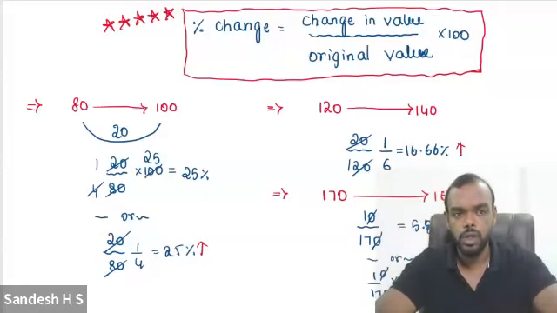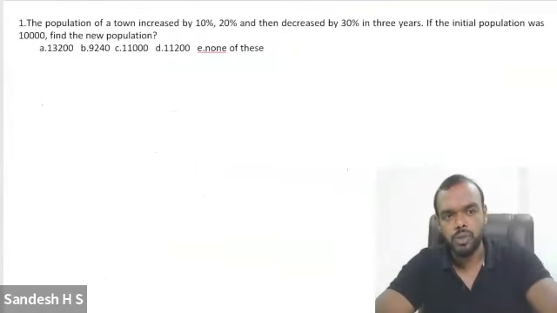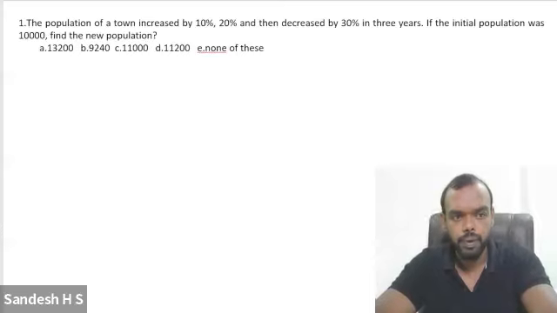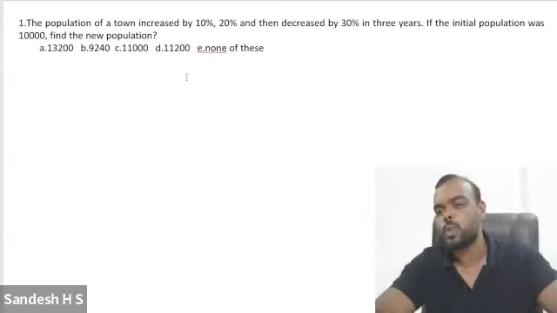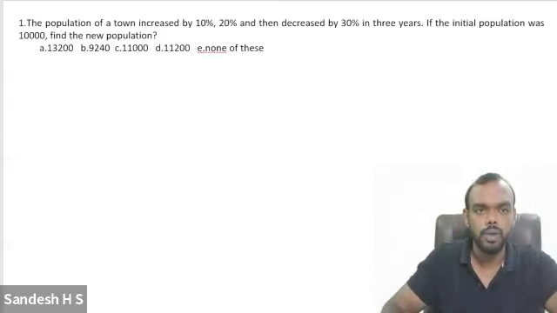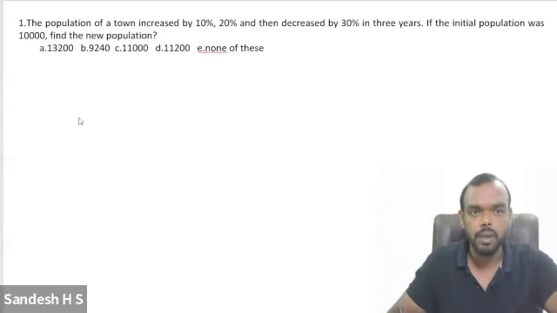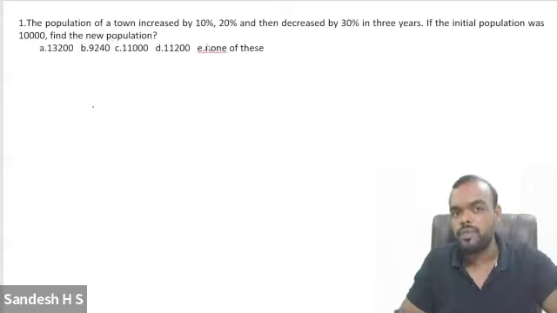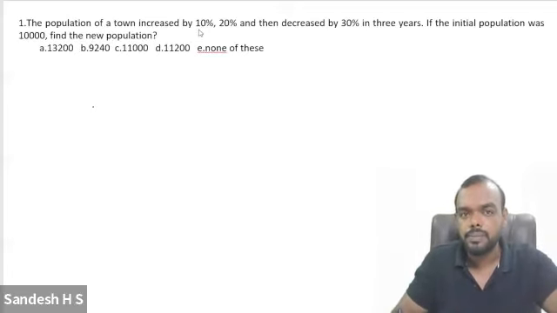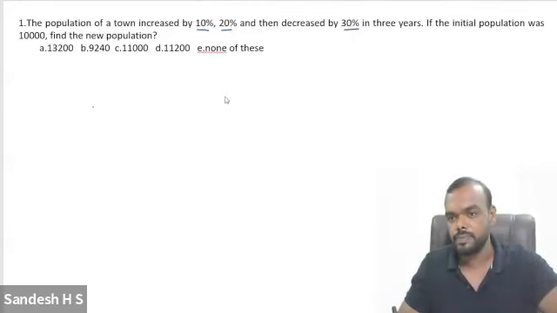Yeah, okay. So let us start with the problems today. The very first problem looks like this. What does it say? The population of a town is increased by 10%, 20%, and then decreased by 30% in 3 years. If the initial population of the town was 10,000, find the new population.